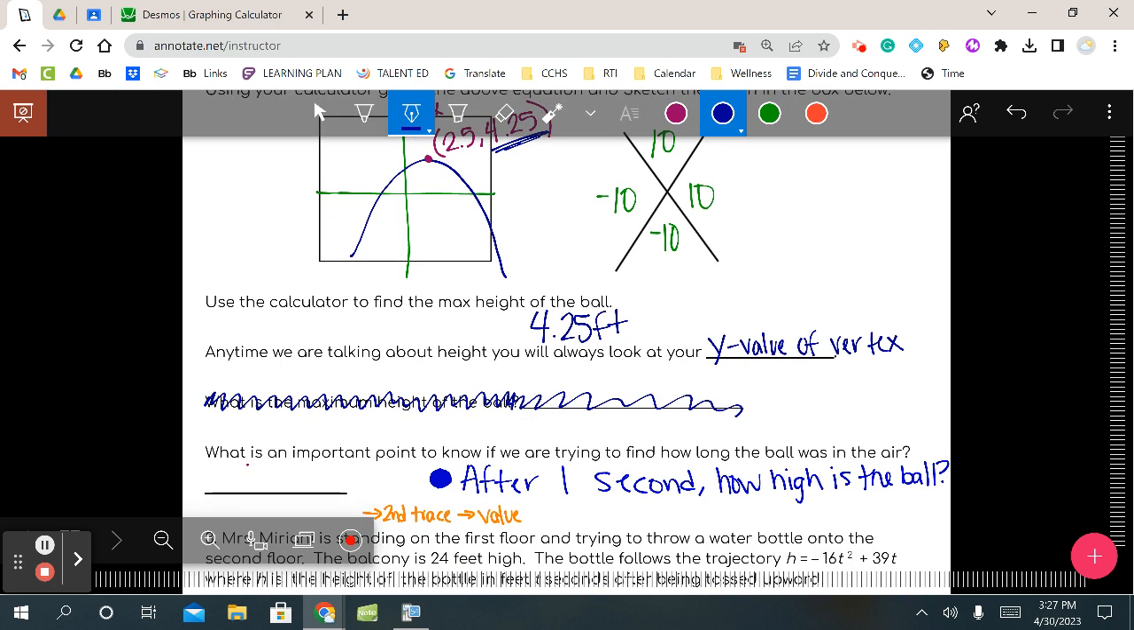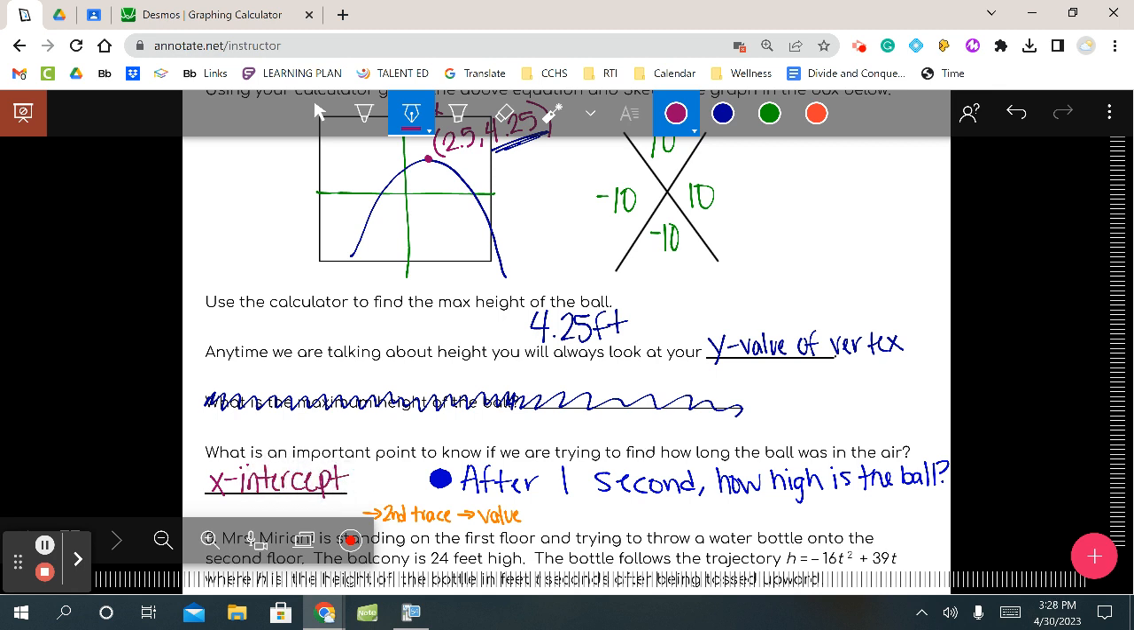Okay, what is important to know if we are trying to find how long the ball was in the air? So whenever we're trying to figure out how long the ball was in the air, that's talking about our x. So we need an x-intercept or our x value.